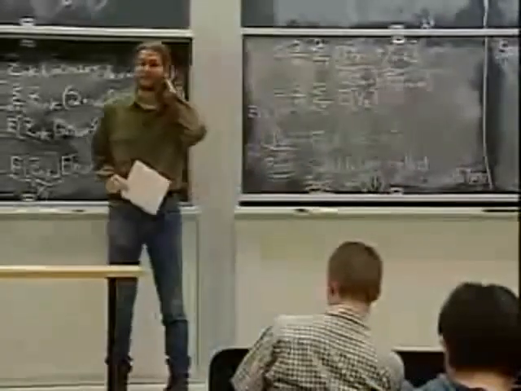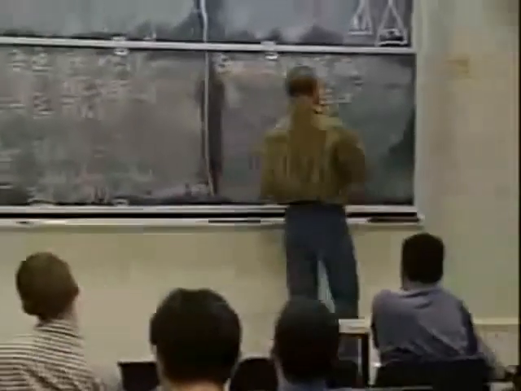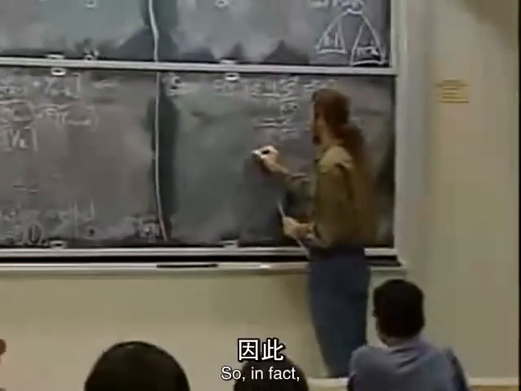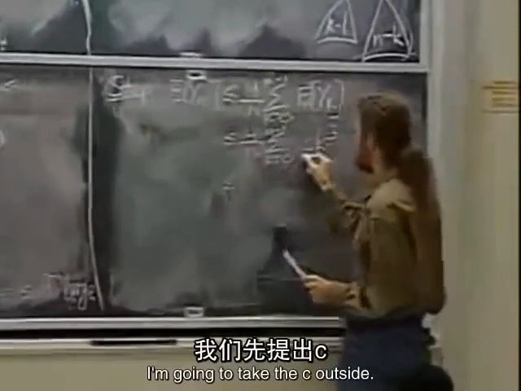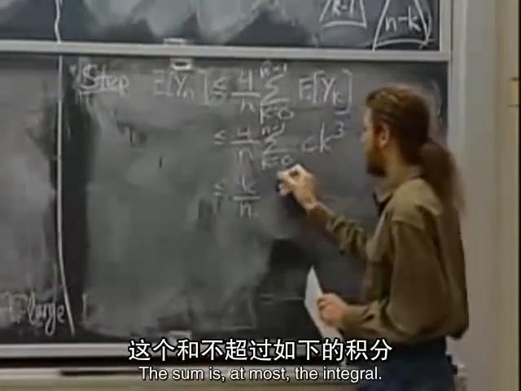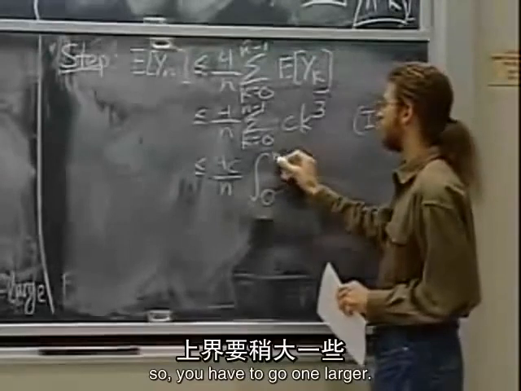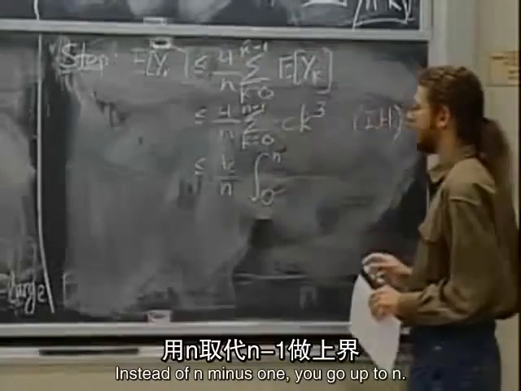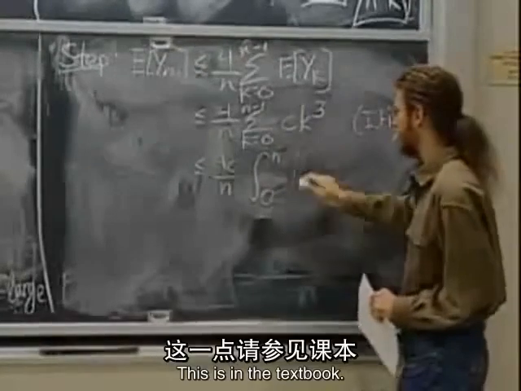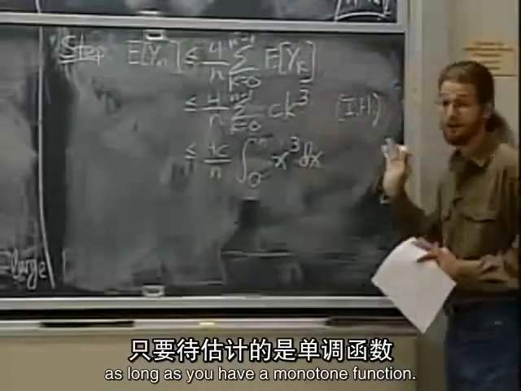Integral. Good. So in fact, if I'm going to take the c outside also, so this is 4c over n. The sum is at most the integral if you get the range right. So you have to go one larger. Instead of n minus 1, you go up to n. This is in the textbook. It's intuitive, too. As long as you have a monotone function, that's key.